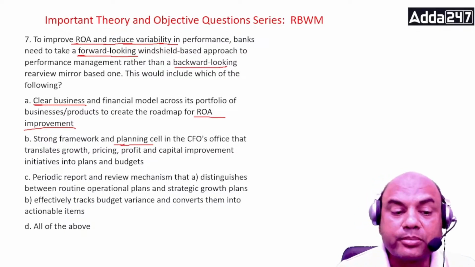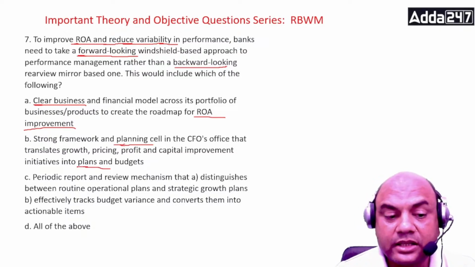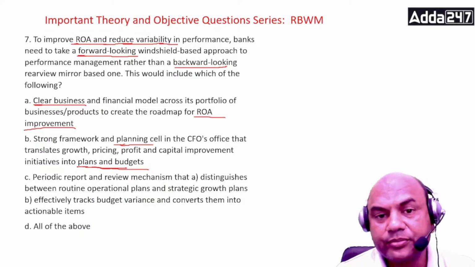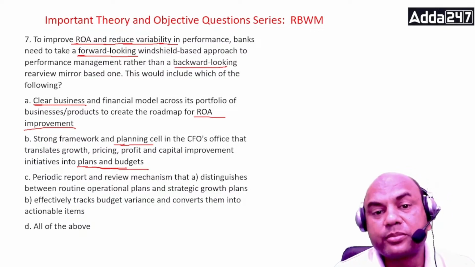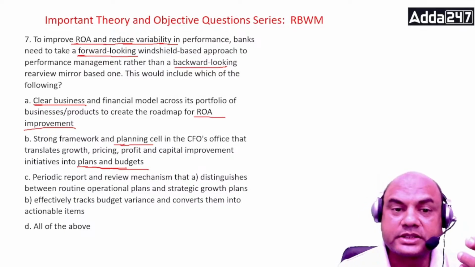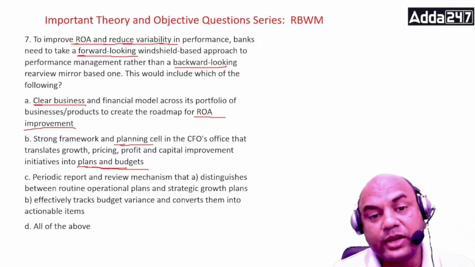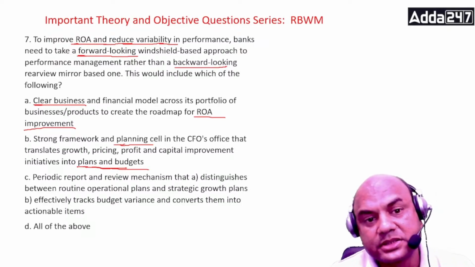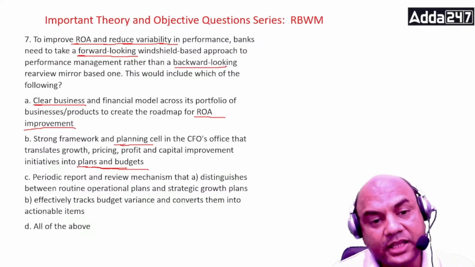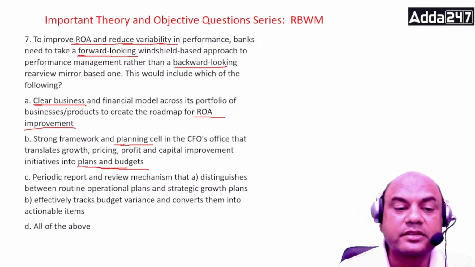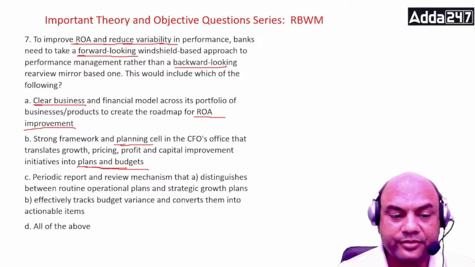So what do plans and budgets mean? This is generally the lowest level of planning. Planning always starts with purpose, then objective, then strategy, then plans. In fact, there are principles in between. Then plans, then budgets. Like this, the planning hierarchy goes.